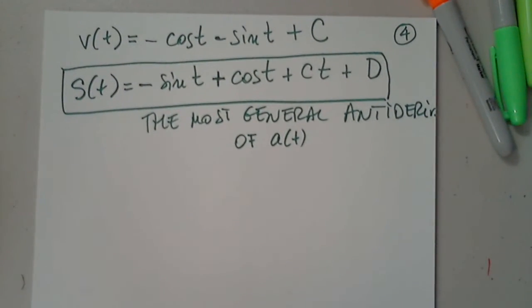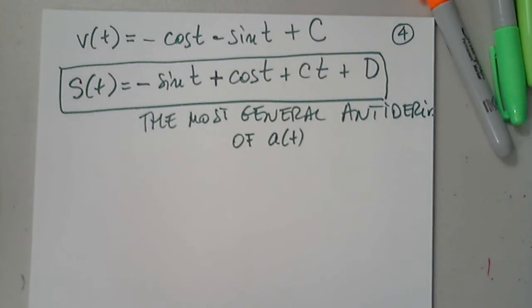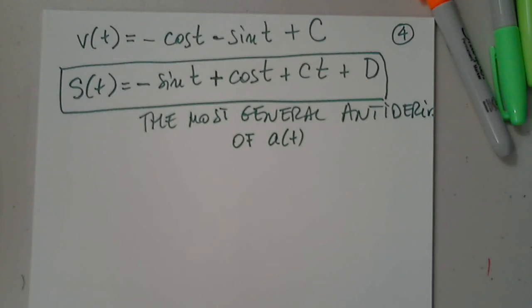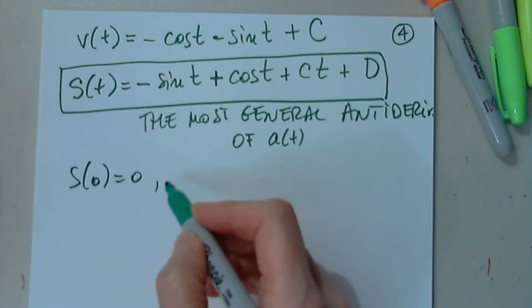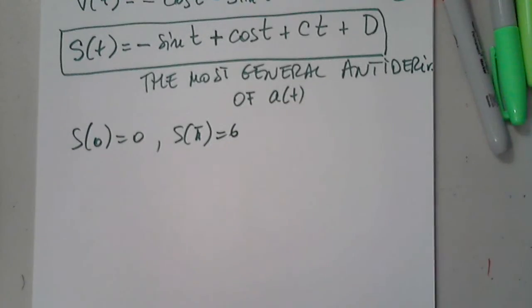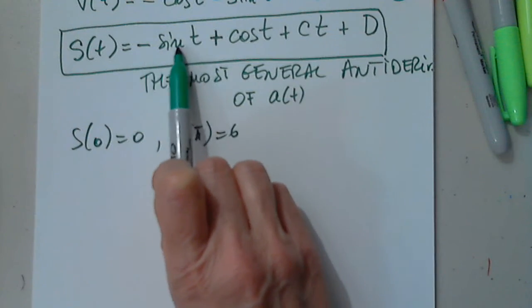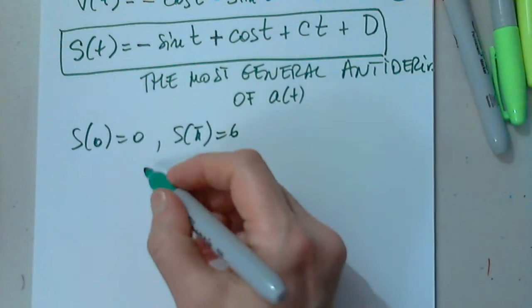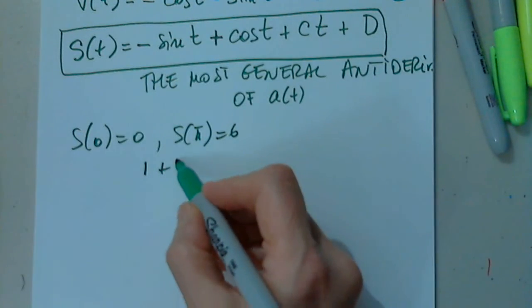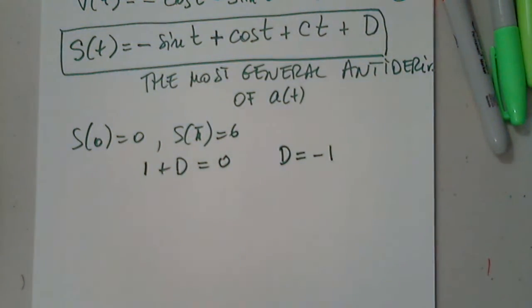Okay, so then let's continue with this. S of 0 is 0. That's the first condition. S of 0 is 0, and S of pi is 6. So I don't need that page anymore. S of 0 is 0: I plug in 0 here, and sine is 0. I plug in 0 here, but cosine is 1. I plug in 0 here, and this is 0. I cannot plug in 0 here, so it's plus d, and that equals 0. Very easy. D equals negative 1.